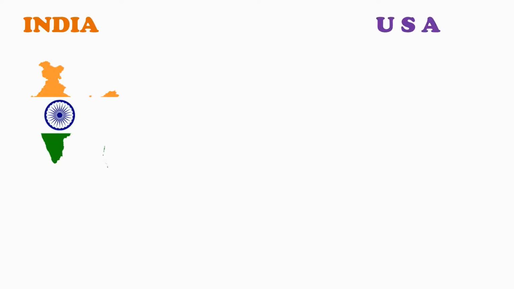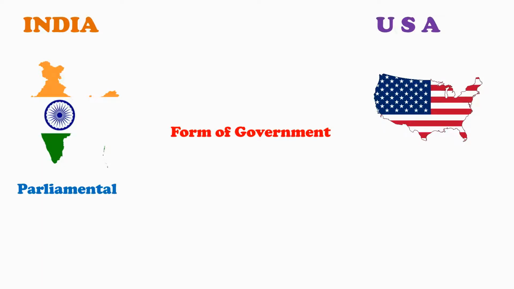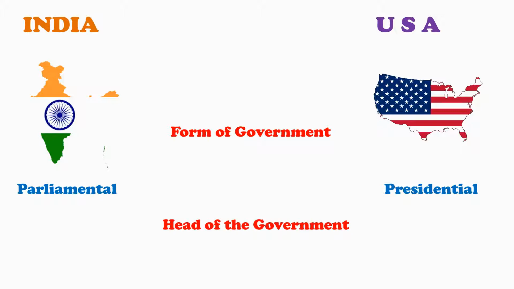The fundamental difference between Indian government and US government is that India is a parliamentary form of government and the US government is a presidential form of government. Parliamentary form of government means the Prime Minister shall be the appointed head of the government, whereas in case of presidential form of government, the President shall be the head of government.